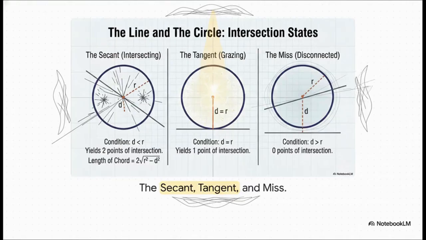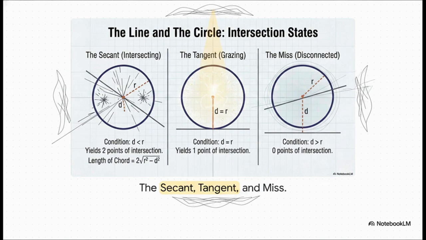All right, moving right along to the next section: lines, chords, and tangents. As our circle is journeying through the plane, it's inevitably going to bump into straight lines in one of 3 distinct ways. This illustrates the tension between a line's perpendicular distance from the center, let's call that d, and the circle's radius, r. It's a really simple comparison.